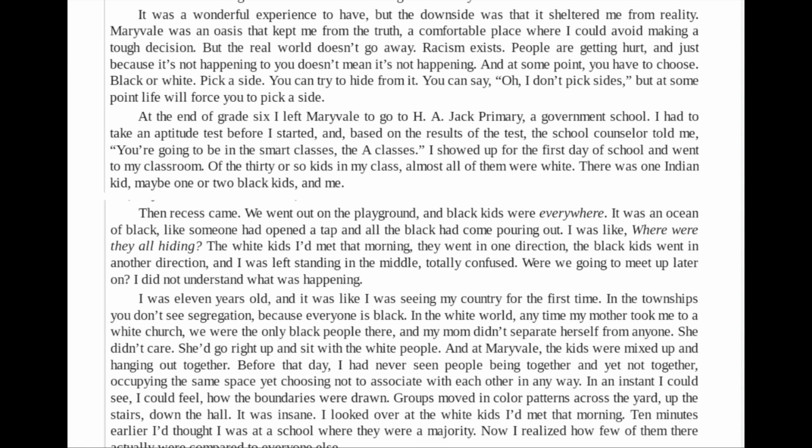Maryvale was an oasis that kept me from the truth, a comfortable place where I could avoid making a tough decision. But the real world doesn't go away. Racism exists. People are getting hurt, and just because it's not happening to you doesn't mean it's not happening. At some point, you have to choose, black or white, pick a side. You can't hide from it. You can say, oh, I don't pick sides, but at some point, life will force you to pick a side.